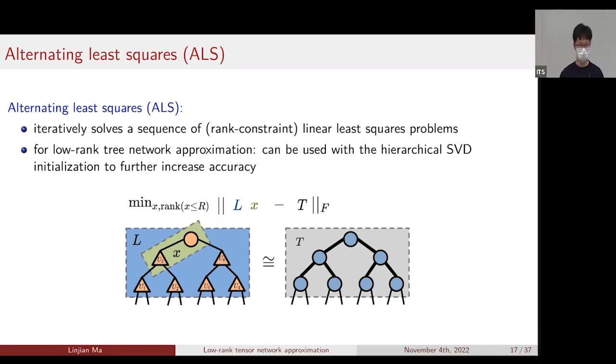get pretty good accuracy. So the advantage of ALS is that every time we solve a subproblem, the accuracy is guaranteed to increase. So this is a monotonic optimization algorithm. For tree problems, what one usually does is use hierarchical SVD to initialize the factor matrices, and then use ALS to improve the accuracy a bit. For non-tree graphs, what one usually does is just use ALS to solve until convergence.